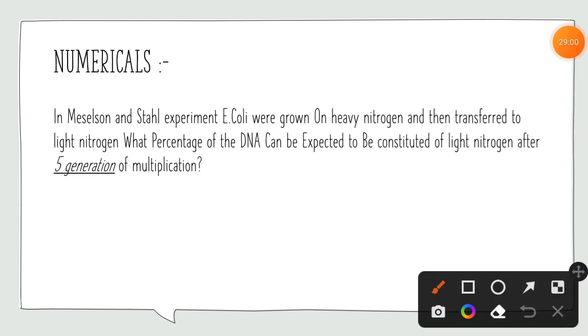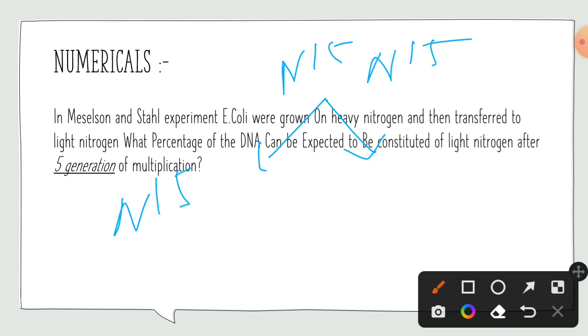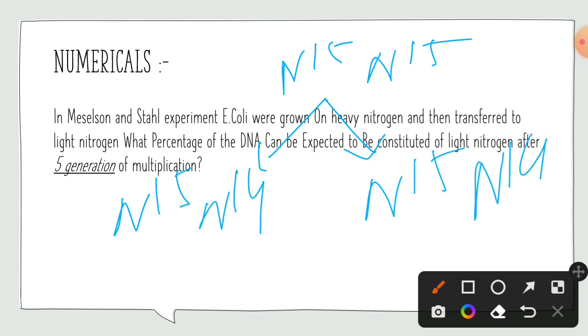In the Meselson-Stahl experiment, E. coli were grown on heavy nitrogen. That means the initial makeup of the E. coli DNA will be N15, N15. There is no doubt about this, right? And then transferred to light nitrogen. So after the first generation, we will get hybrids, one N15, N14 and another N15, N14. That is the situation after the ending of the first generation.